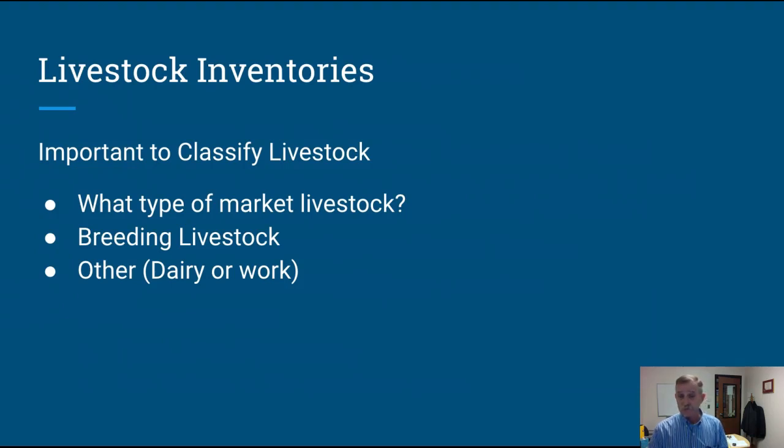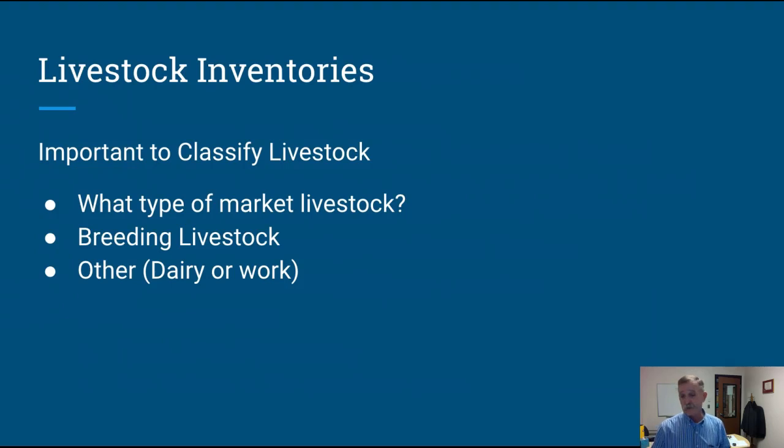Livestock inventory, it's important to classify the livestock. What type of livestock is it? Okay. Are they steers? Are they heifers? They're going to have a different valuation for the two. It gets a little bit wishy-washy if you put them all together and you just throw an estimated value for each one of those.